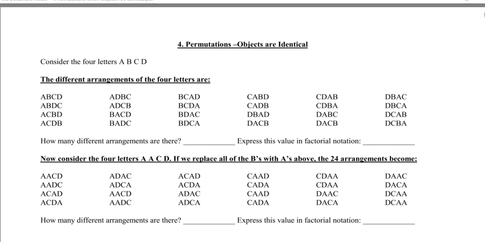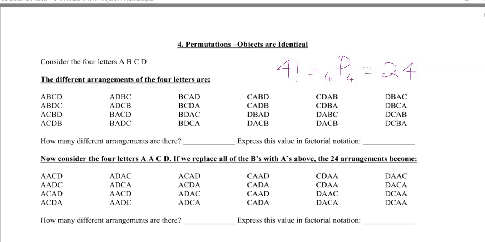Permutations where objects are identical. So if we look at the four letters A, B, C, D, and the distinguishable arrangements, A, B, C, D, A, B, D, C, A, C, B, D, etc. How many ways are there? Four letters can be arranged 4 factorial ways, or 4P4, which is 24.